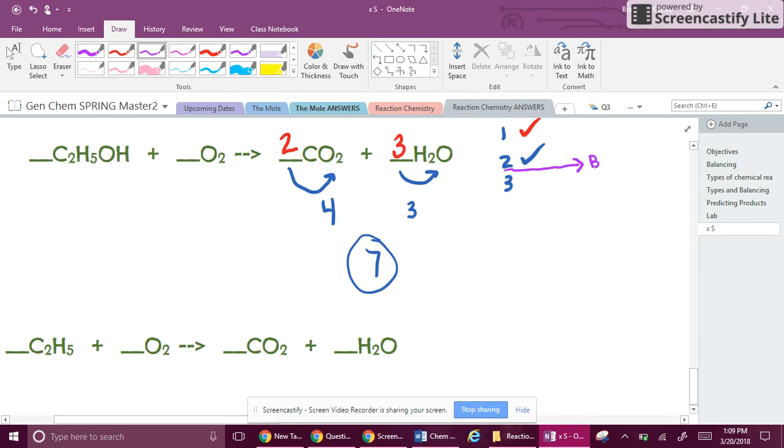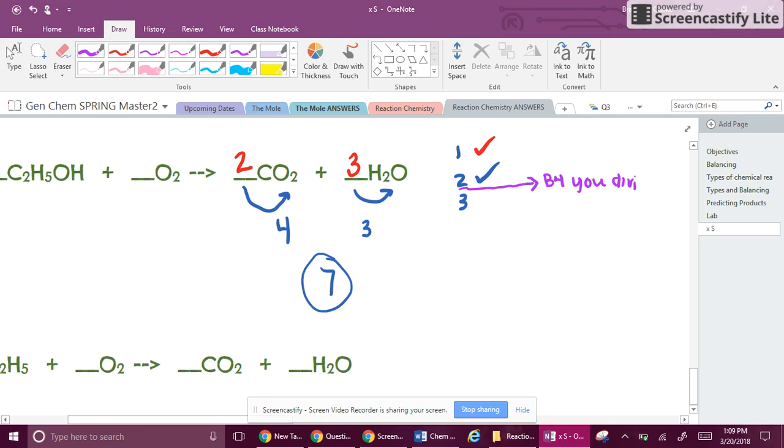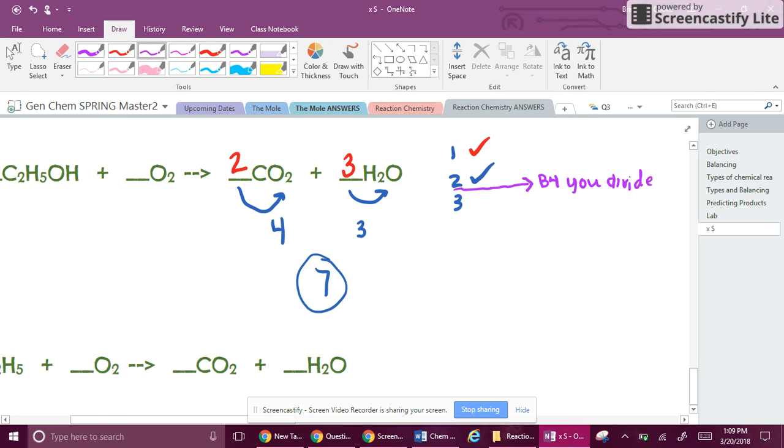So before you divide by 2, subtract the oxygens in the hydrocarbon from your total, from your step 2.